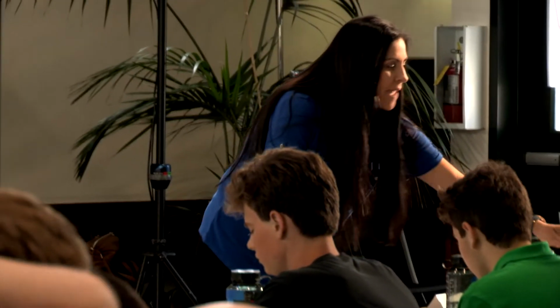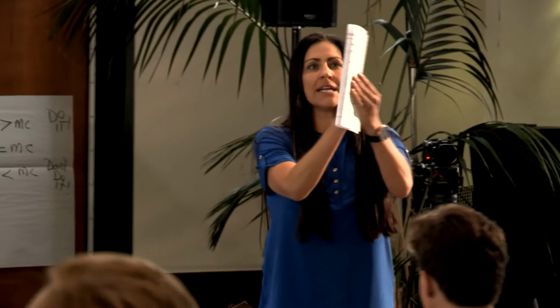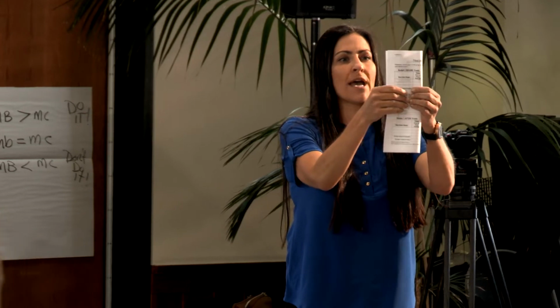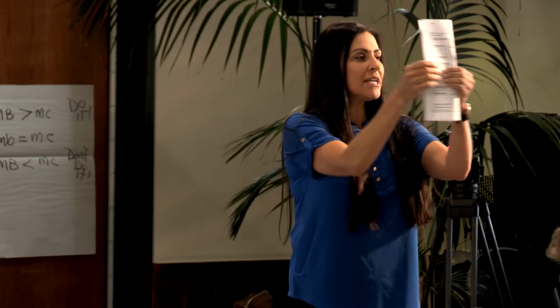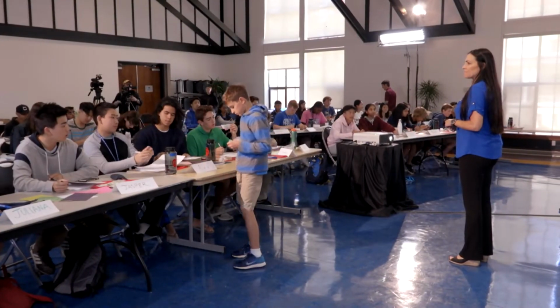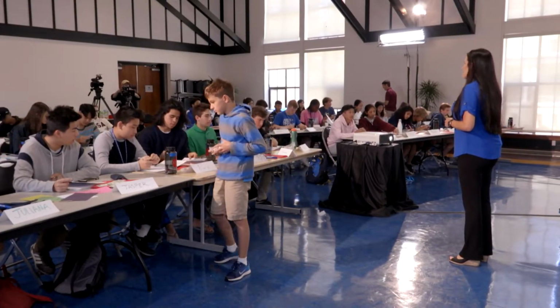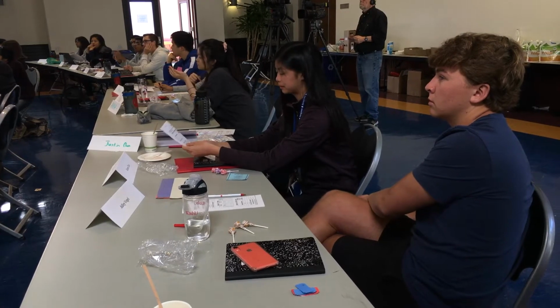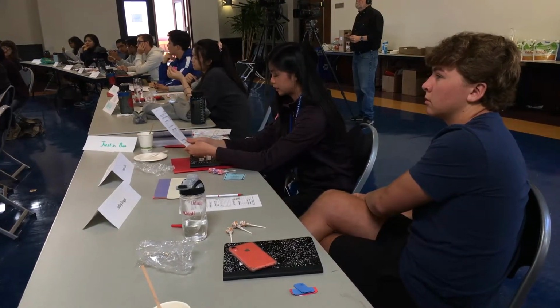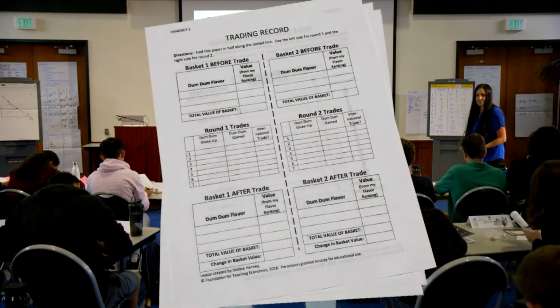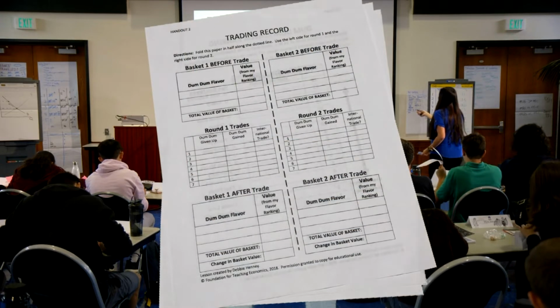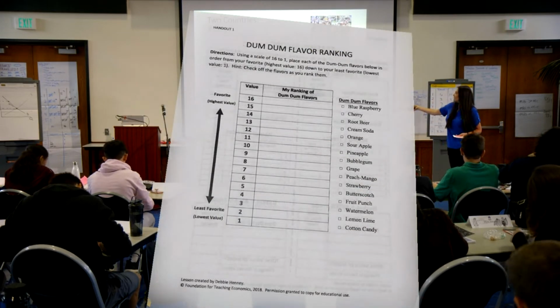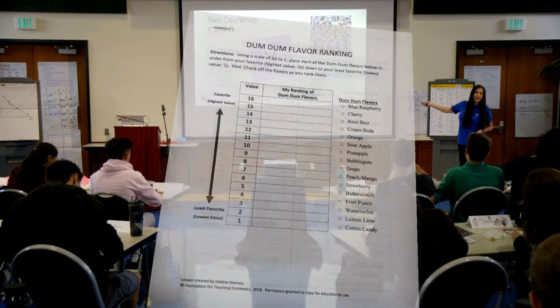Give every student a copy of Handout 2, the trading record, and instruct them to fold the paper down the middle and only use the left side for round 1. Give each student 1 bag of Dum Dum lollipops. We're going to call this their basket of lollipops for the game. Have them write their flavors in their basket at the top of their trading record and then use their values from their flavor ranking to determine the value of the basket that they've been given.